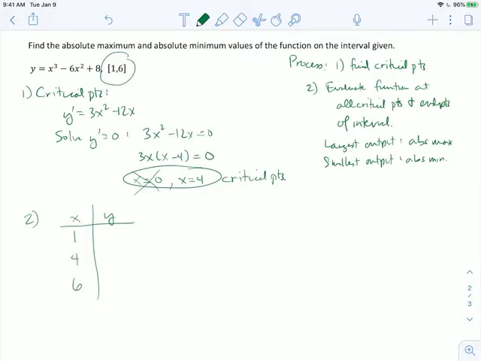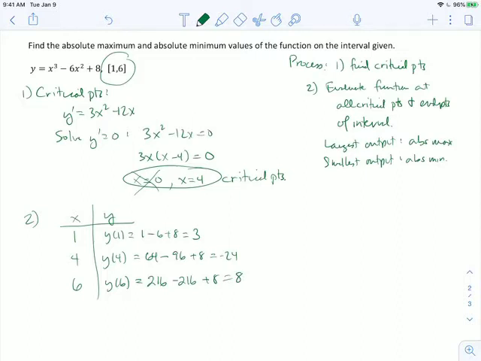But as it is, I list the endpoints and the critical points, and my style is just to write them in increasing order. And so y of 1 here is 3. y of 4 is going to be 64 minus 96 plus 8. 4 squared is 16, 6 times 16 is 96, so subtracting 96 plus 8, and that's going to give me negative 24. And then y of 6, 6 cubed is 216. 6 times 36 is also 216, and that gives me 8.